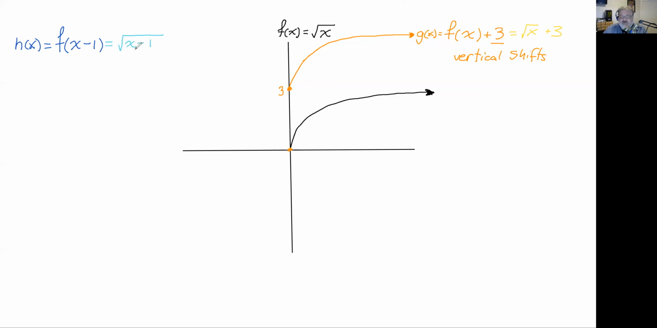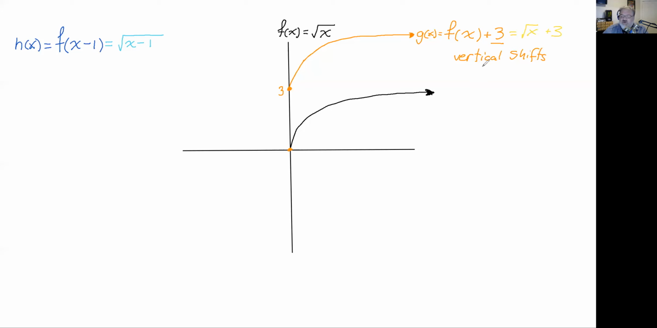Now, the reason that causes such a different reaction is because here, this plus 3 is happening to the outputs of the function. It's happening to the y values. Here, this minus 1, it's happening to our inputs. It's happening to our x's before the function ever takes place. So while this plus 3 moved this up and down, this minus 1 is going to move us left and right. Adding or subtracting values inside the function or before the function will move it left and right, where adding and subtracting outside the function or after the function will move the function vertically up and down.